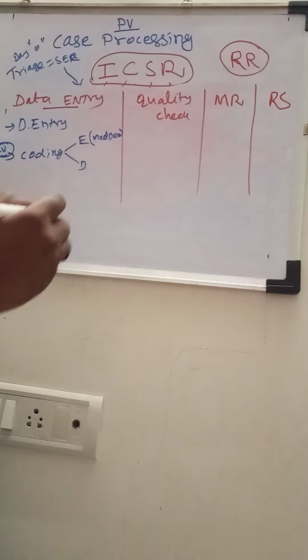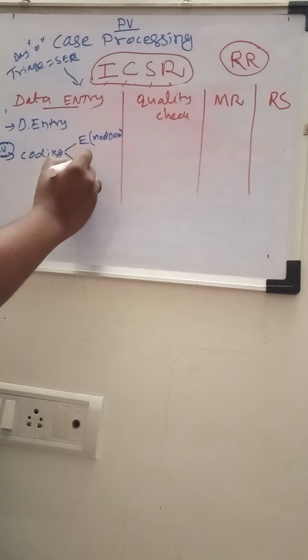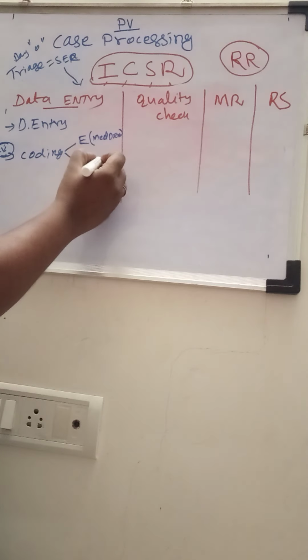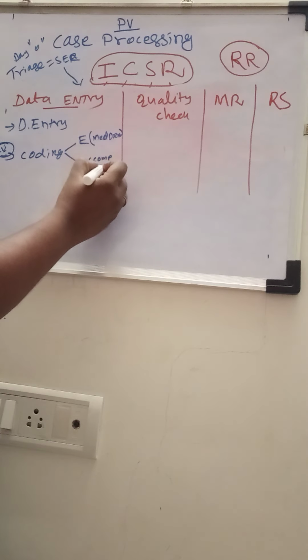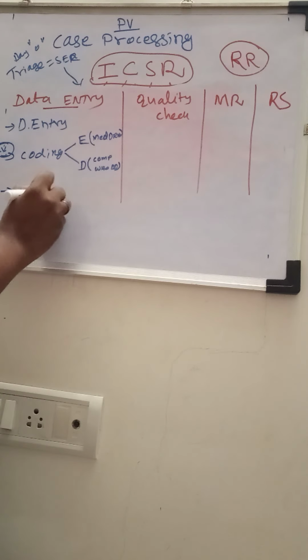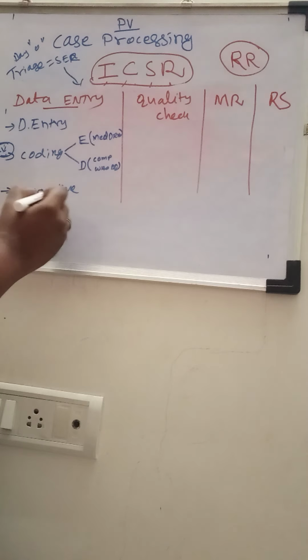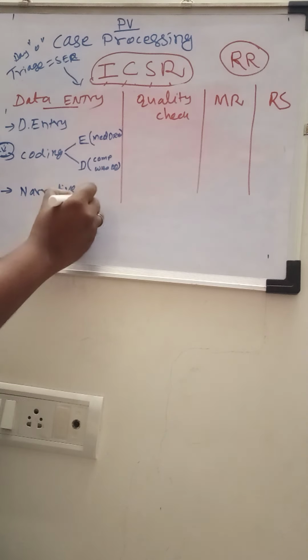MedDRA is the Medical Dictionary for Regulatory Activities. For drug coding, usually some companies will go for a company dictionary or the WHO-DD drug dictionary. They would go for these kinds of coding activities. And post that, the activity would continue as narrative writing. So here it will go for narrative writing or narrative generation.